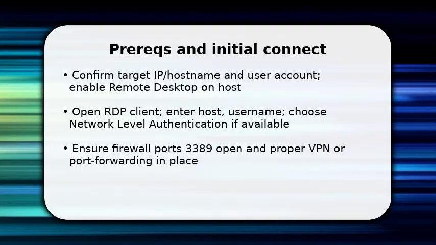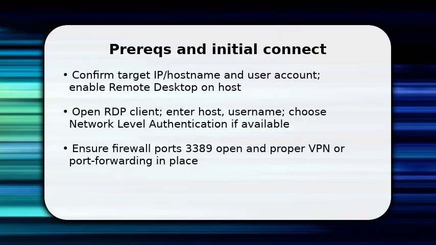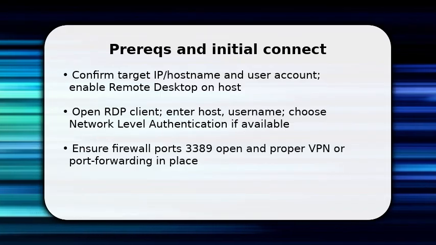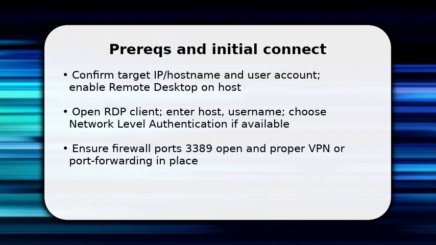You start by confirming prerequisites: the host's IP or hostname, a valid user account, and that remote desktop is enabled. Once done, open your RDP client and enter the host and username. Pick network-level authentication when available because it adds early authentication security. Make sure the host firewall allows port 3389 and that you're on the same network or via VPN/port forwarding.